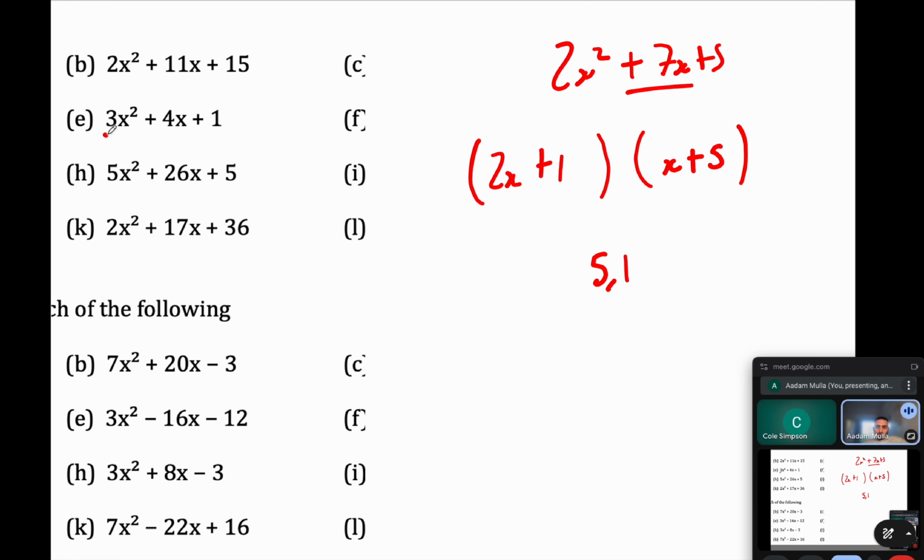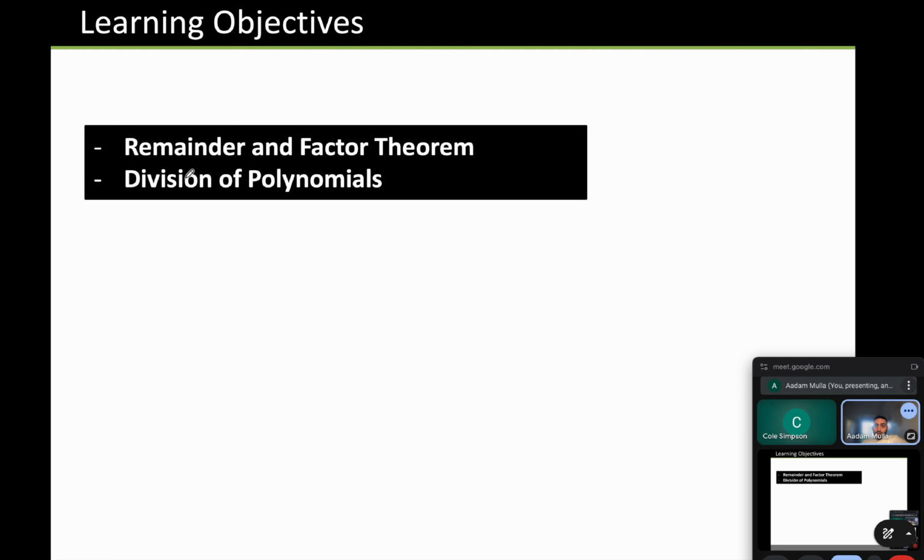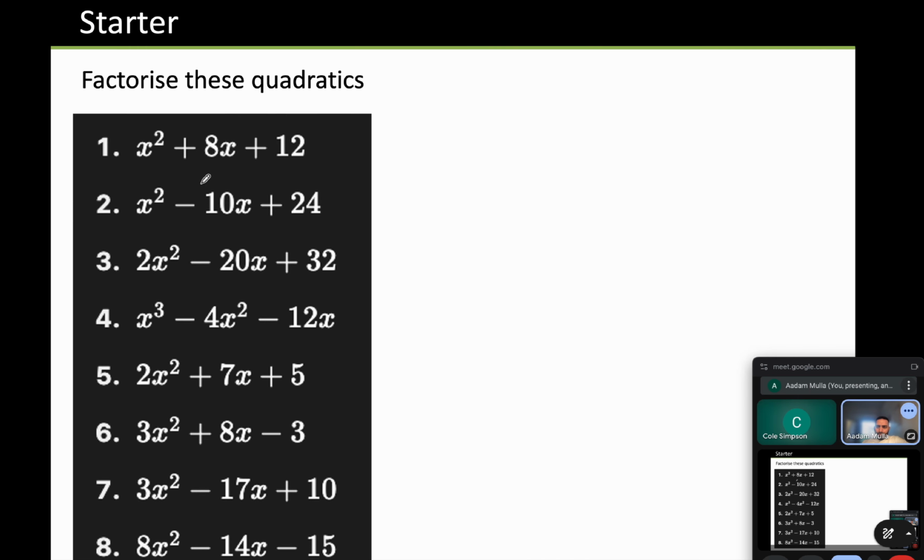So sometimes if you can see prime numbers like that one, even this one, you could probably do it just by looking at it. You don't have to do those extra steps. Well, that's just a quick recap of factorizing quadratics. Today we're going to look at a couple of different theorems. We're looking at the remainder and the factor theorem, and then we'll look at some division if we get time.